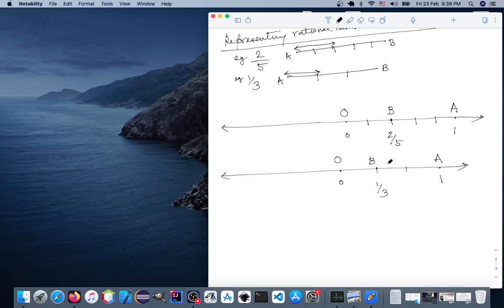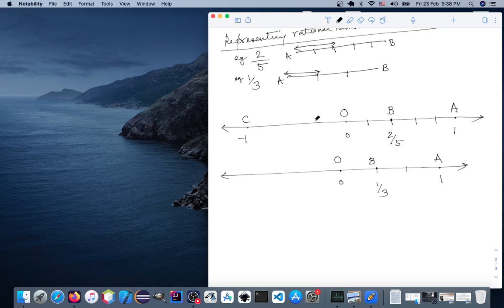Now what about negative rational numbers? What if you want to represent minus 2 by 5? So minus 2 by 5 would be represented on the left hand side of the point O. So the same diagram will actually be shown on the left hand side. Let's see if I can draw it. So if this point is C, this is minus 1. So OC is unit distance. So this is minus 1.